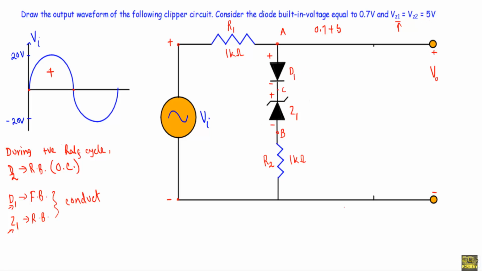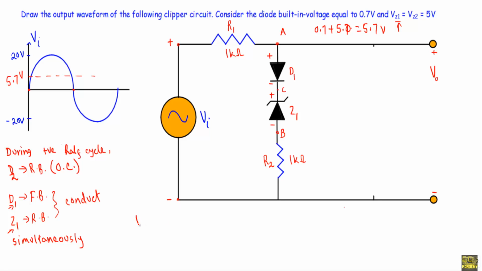Therefore, we will need a voltage of around 5.7 volt to put the diode D1 and Zener diode Z1 in conduction simultaneously. Otherwise, we will not get any current flow through that branch. So there will be a threshold for the current conduction during positive half cycle, that is equal to 5.7 volt. Let's say this is that margin, 5.7 volt.